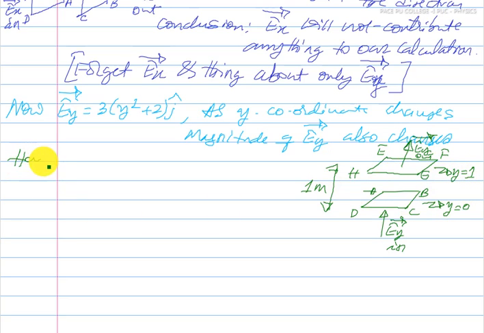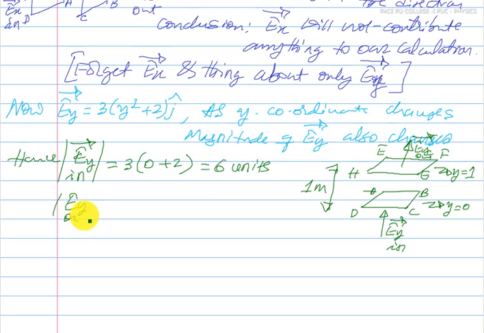Hence, E_y in is of magnitude 3 multiplied by 0 plus 2, so this is simply 6 units. This is in, and what about E_y out? The flux which is going out is from this top surface. For this, the value of y is 1, so this is 3 plus 1, and it is 9 units.